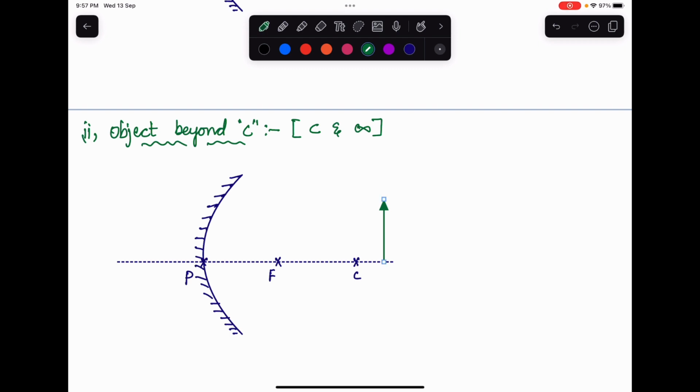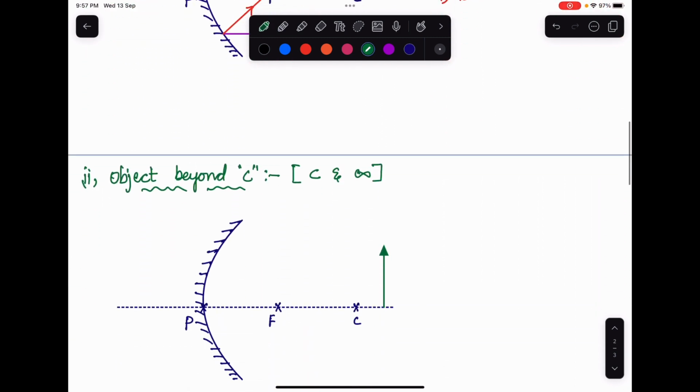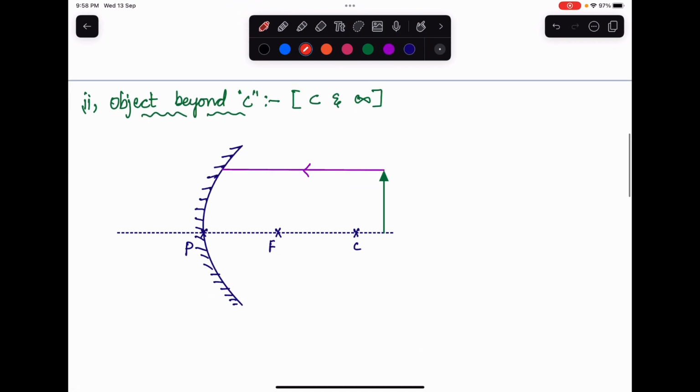Clear, all of you? So as usual, when an object is situated, what do we need to do? The light rays we have to consider. So as usual, rule number 1: light ray coming parallel to the principal axis. You have already seen the rules yesterday, right? What happens after reflection? After reflection, the light ray will pass through focus.